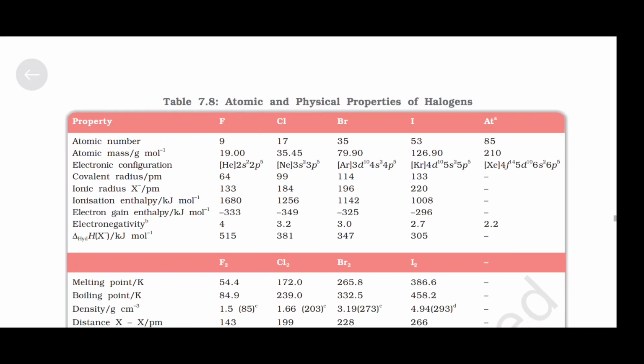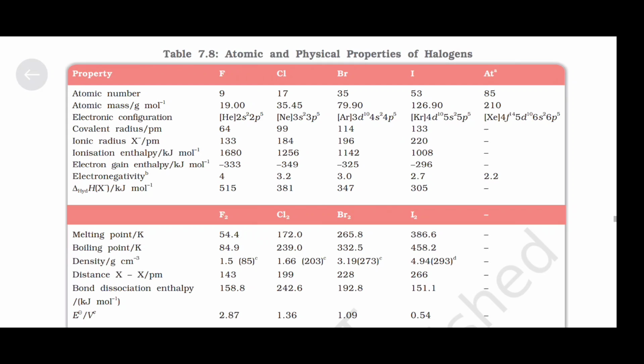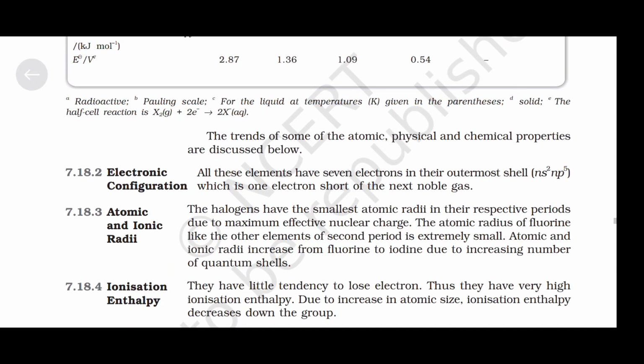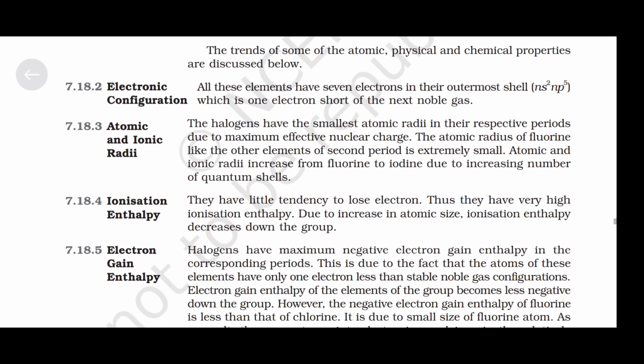So here you can look at the table where it shows the atomic and physical properties of fluorine, chlorine, bromine, iodine and astatine. I have no such mnemonic for these elements because it is directly memorizable. Okay. The trends of some of the atomic, physical, and chemical properties are discussed below. Electronic configuration. All these elements have seven electrons in their outermost shell, ns2np5, which is one electron short of the next noble gas. Atomic and ionic radii.